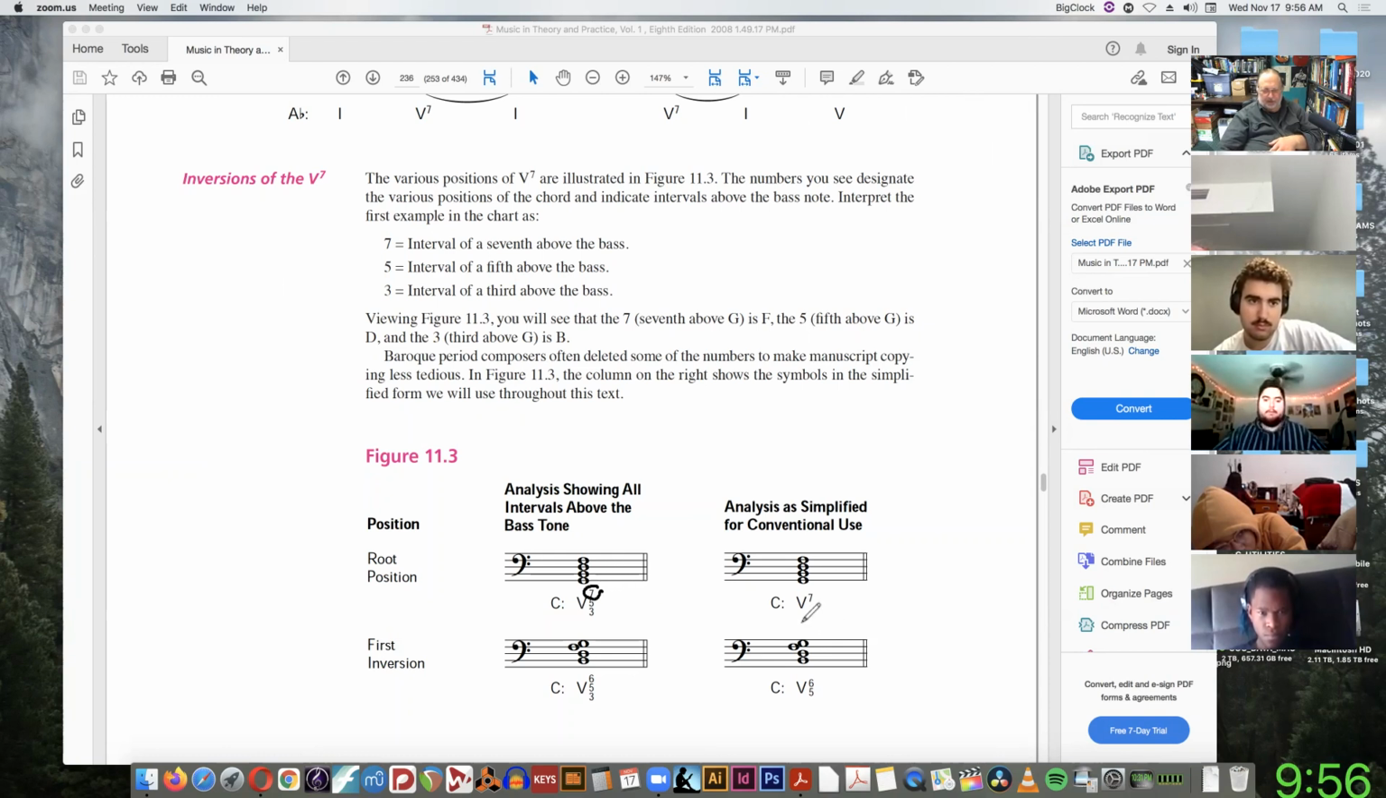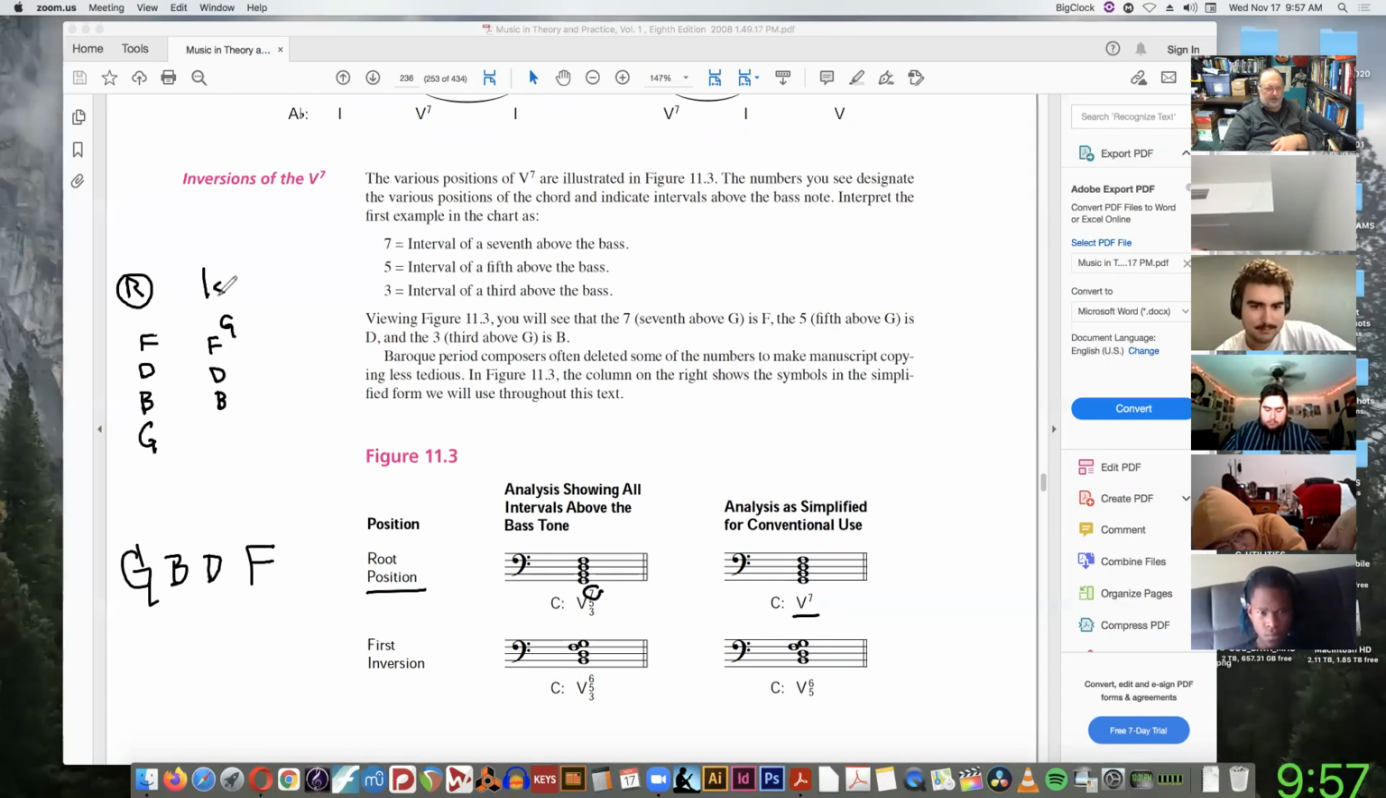We take the 7 and we get a 5/7 chord, right? That's root position. First inversion would be the third in the bass. So if you have a G, B, D, F chord, root position would be G, B, D, F, like that. First inversion would be the B in the bass. So that's root position, and this is first inversion.